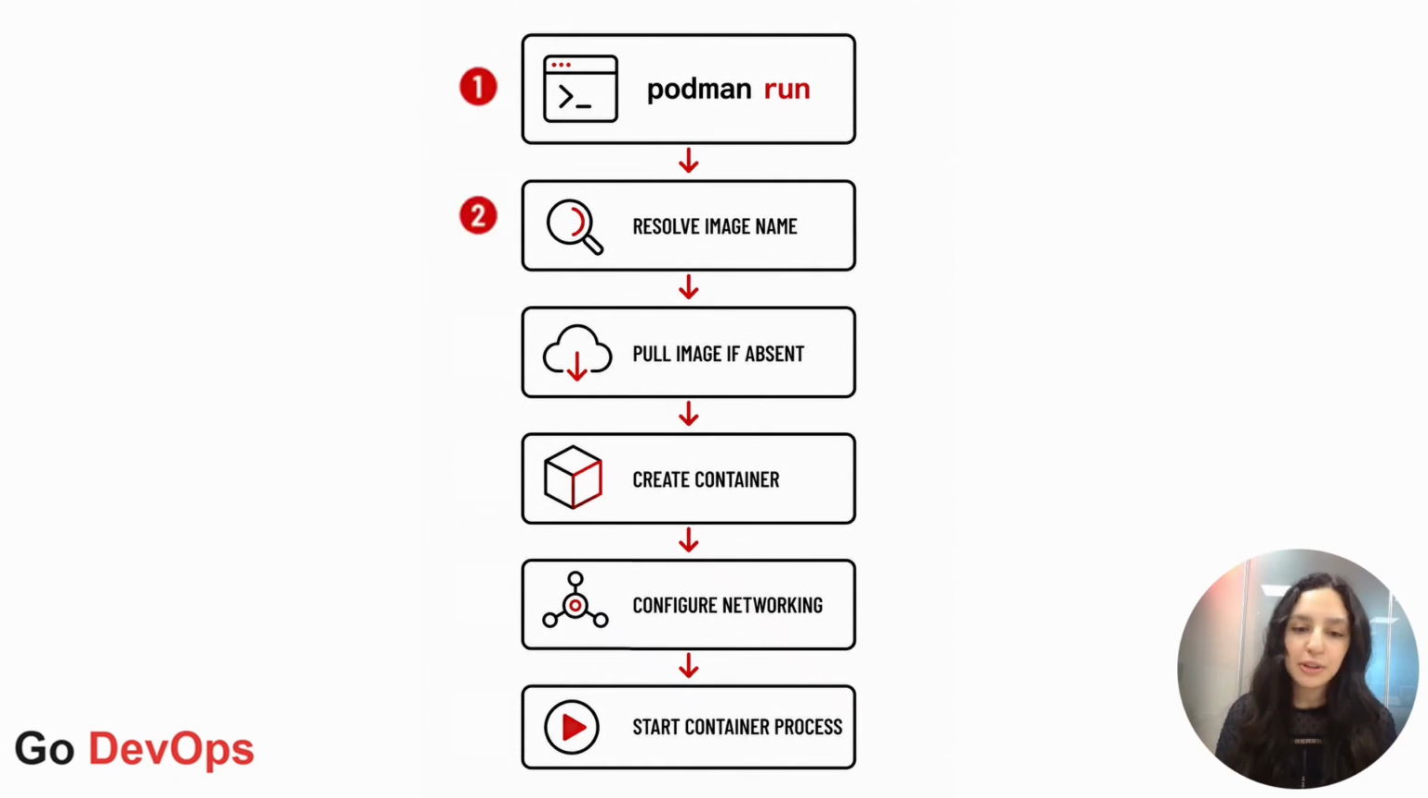So first it resolves the image name. Then if the image does not already exist locally, it pulls it from the registry. After that, it creates the container itself, configures networking, and finally launches the main application process inside the container. And all of that happens automatically from a single command.